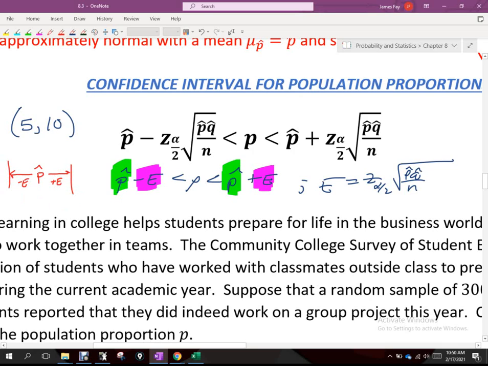Well, if I'm given that interval, which is 5 to 10 now, how do I get back to figure out what P hat is? P hat has to be where in this interval? It's got to be in the middle. There are several ways to find a midpoint. The easiest is to add these together and divide by 2. If I add together and divide by 2, I get 7.5. So that would be our point estimate in this sample. If it's 7.5, then what is the margin of error?